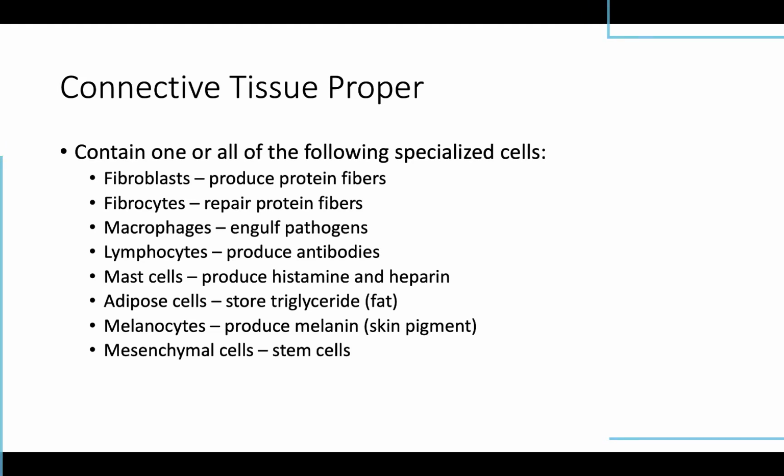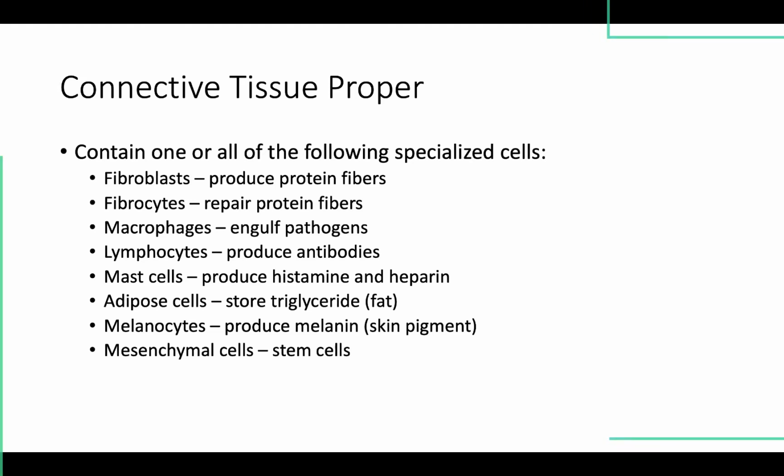Toxins. Lymphocytes help to produce antibodies. Mast cells produce histamine and heparin. Histamine and heparin are going to dilate blood vessels and bring more fluid to the area and cause inflammation. Adipose cells store triglycerides, which is fat. Melanocytes produce melanin. Not all of the tissue has that; the only areolar tissue that has it is the areolar tissue in the skin. Melanin is a skin pigment. And then we have mesenchymal cells, which are stem cells.